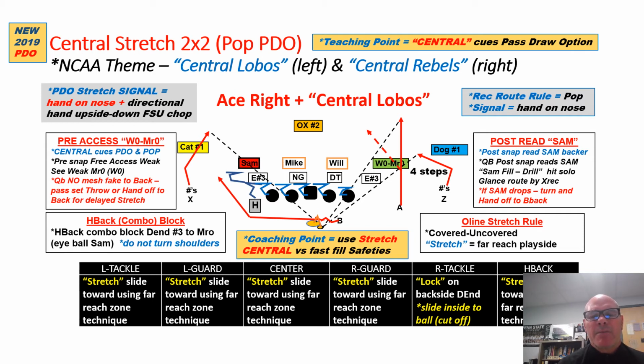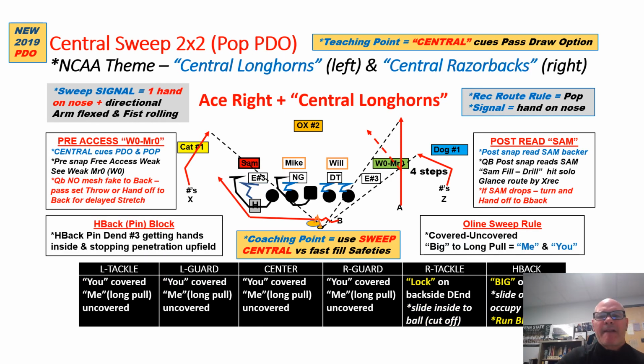Again, he's going to pass set, pivot. If the SAM drops, we're going to go ahead then and delayed handoff to the back, where he takes the 2 shuffle steps, inside arm up, and he's off. If he fills, then we'll drill that glance route to the X receiver. So again, central stretch, doing our same pop read and PDO process.